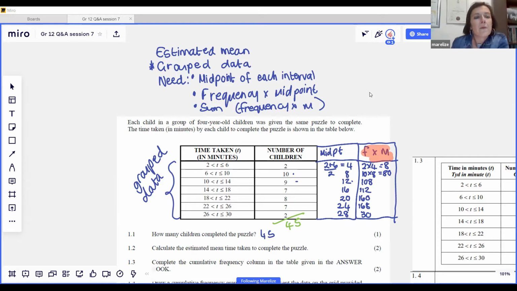666. Anyone else? Thanks, Luyanda. Silindile. Anyone else? Okay, I also get 666 if we add all of this up. Ma'am, sorry, I have a question. For the last frequency times midpoint, is it not 56? 28 times 2. Did I make a mistake?